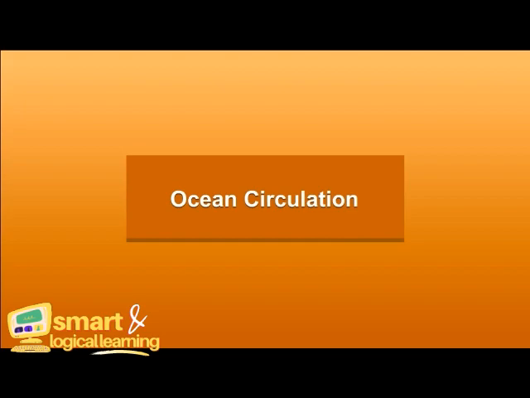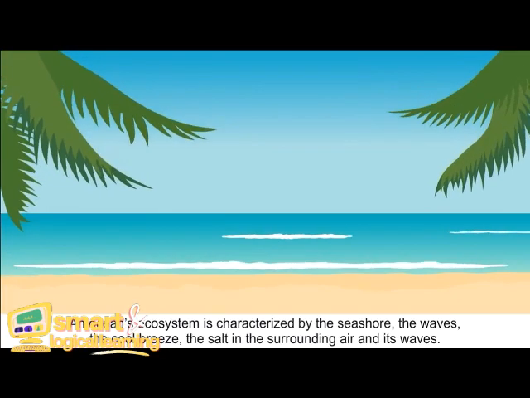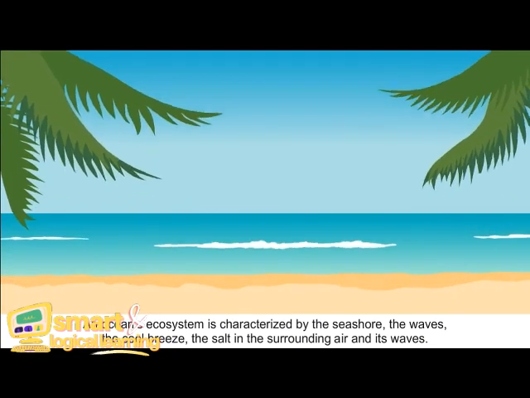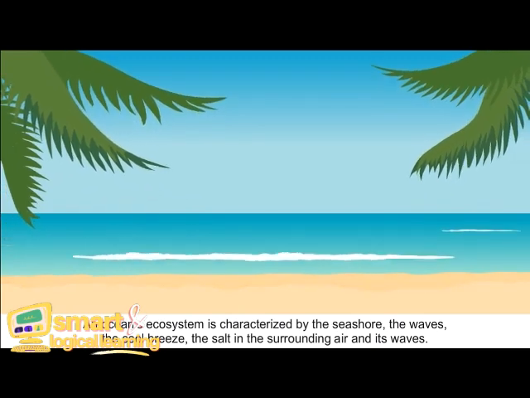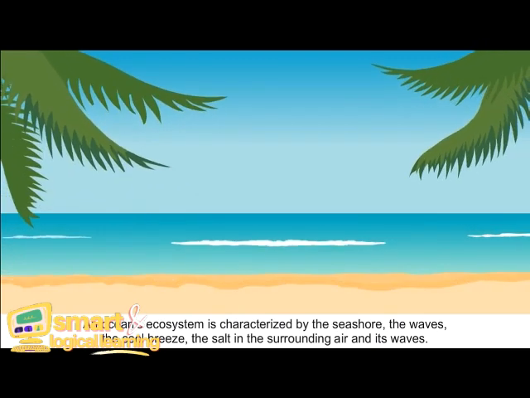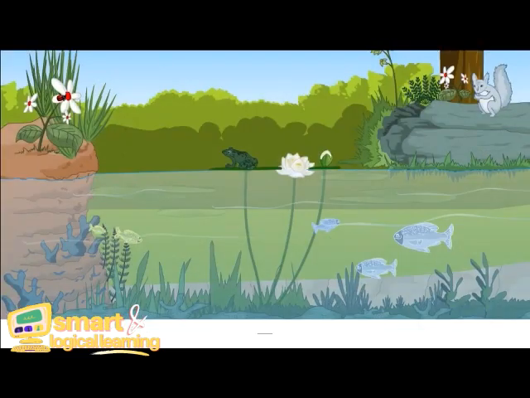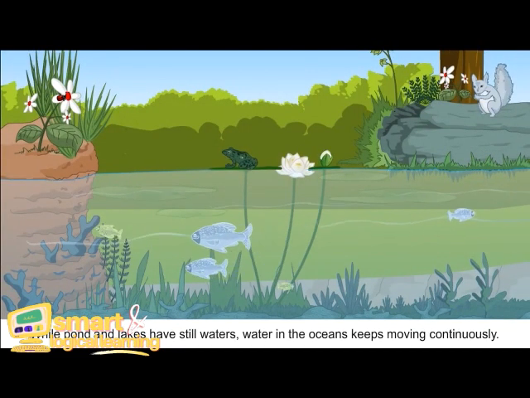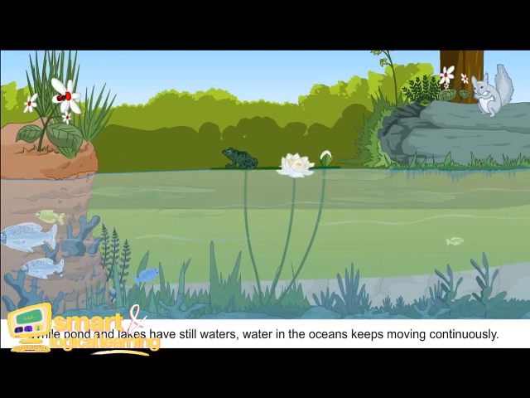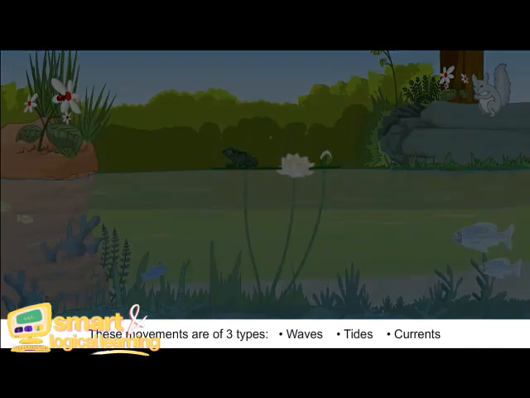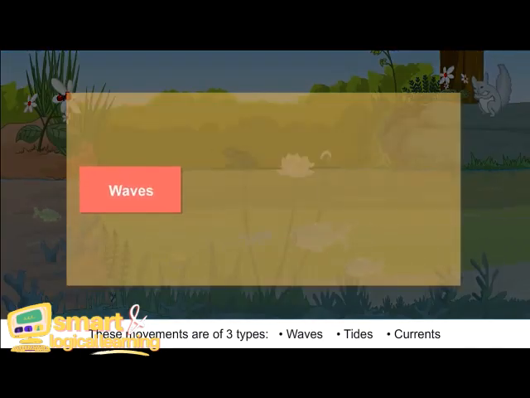Ocean circulation. An ocean's ecosystem is characterized by the seashore, the waves, the cool breeze, the salt in the surrounding air, and its waves. While ponds and lakes have still waters, water in the oceans keeps moving continuously. These movements are of three types: waves, tides, and currents.